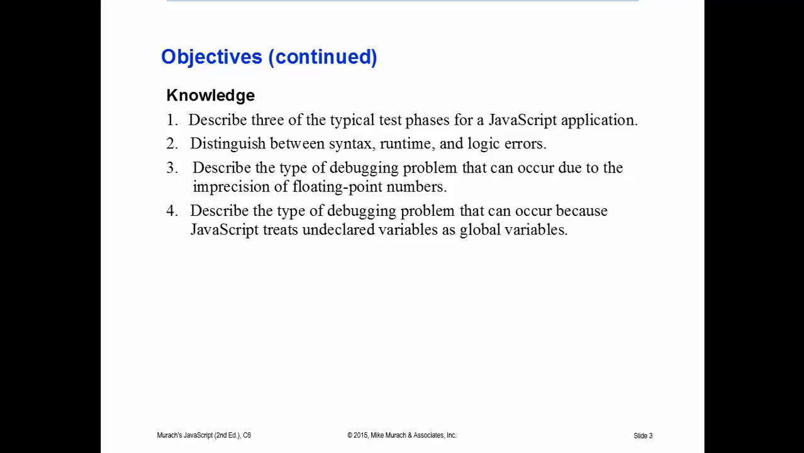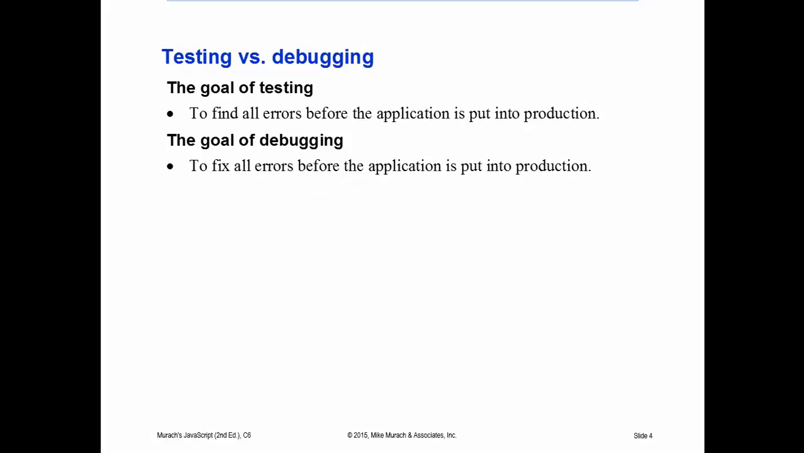And describe three of the typical test phases. Distinguish between syntax, runtime, and logic errors. Describe the type of debugging problem that can occur due to the imprecision of floating point numbers. Finally, describe the type of debugging problem that can occur because JavaScript treats undeclared variables as globals.